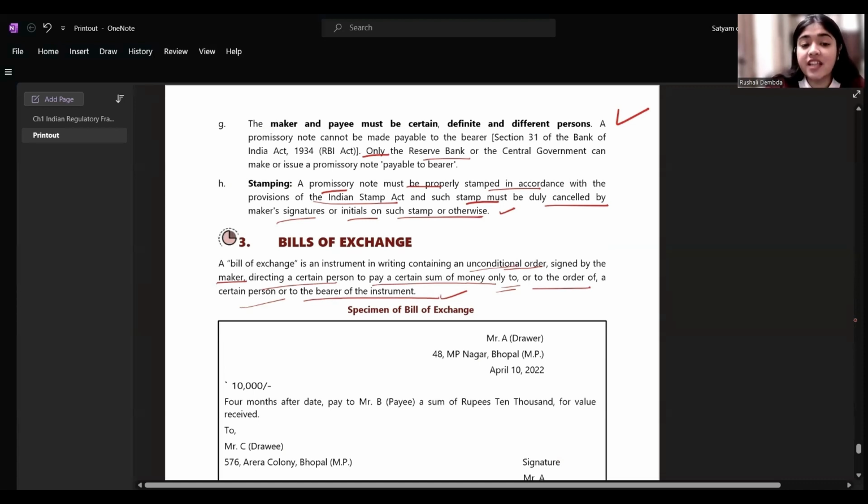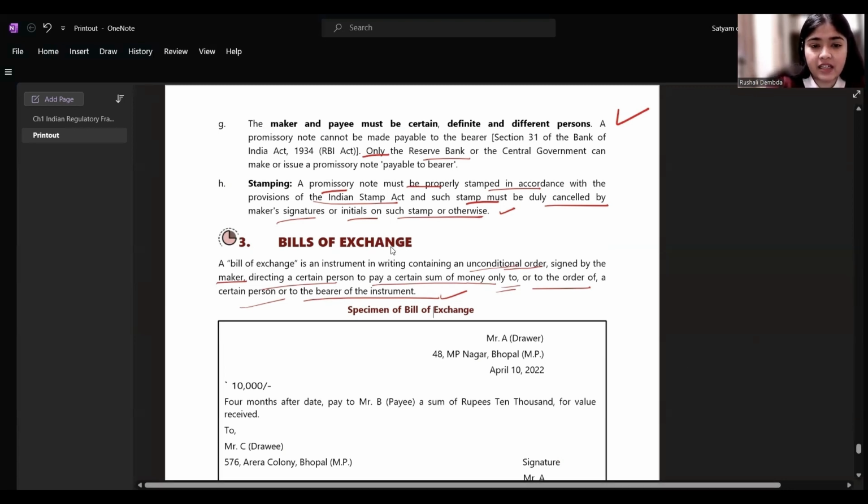A bill of exchange is an instrument in writing containing an unconditional order signed by the maker, directing a certain person to pay a certain sum of money only to that person, or to the order of that person, or to the bearer of the instrument. Let's just see.